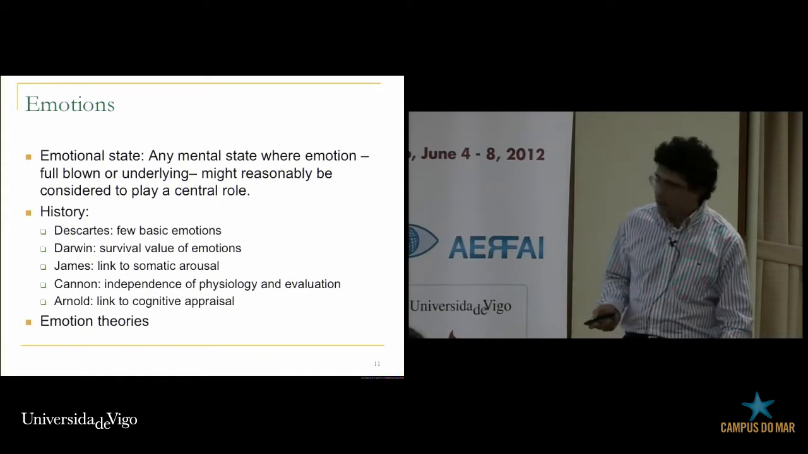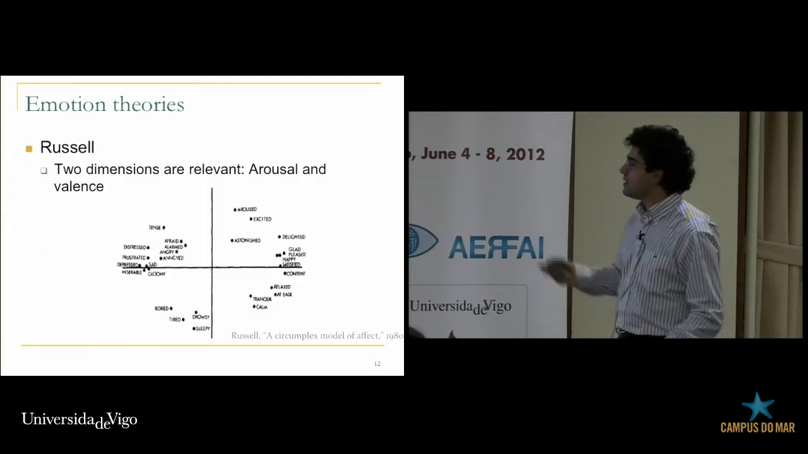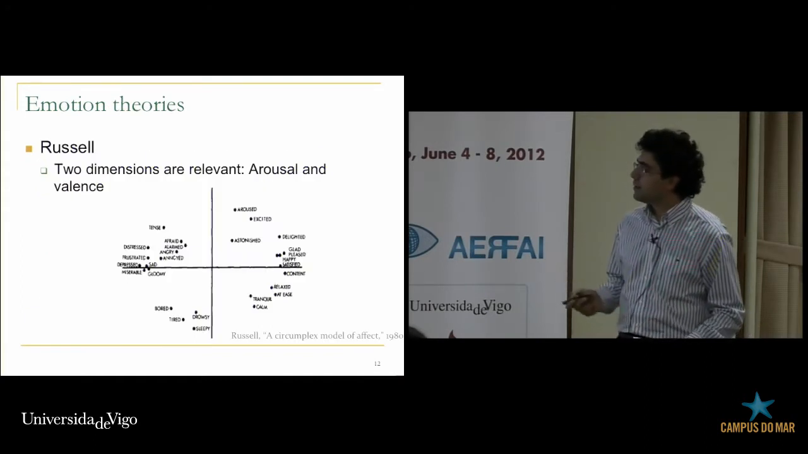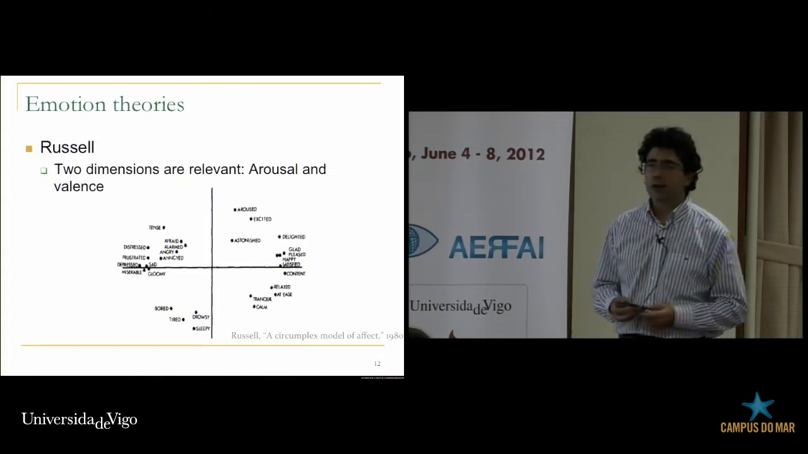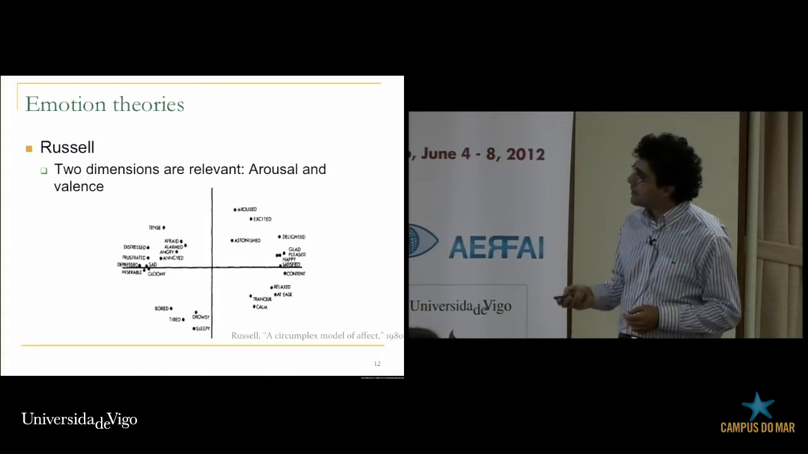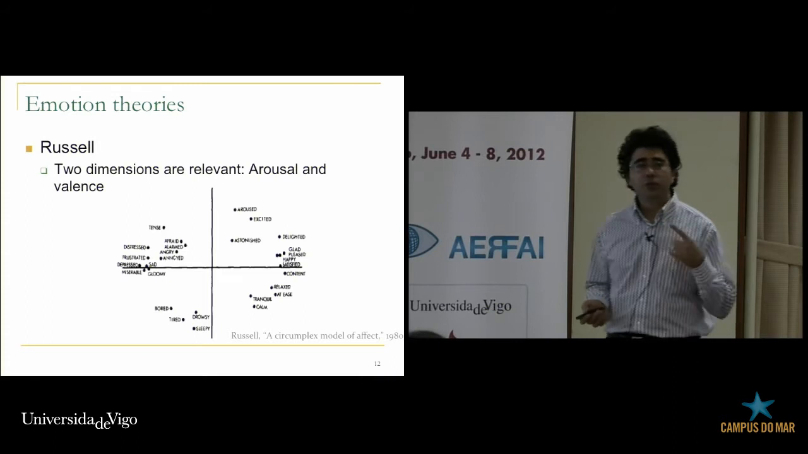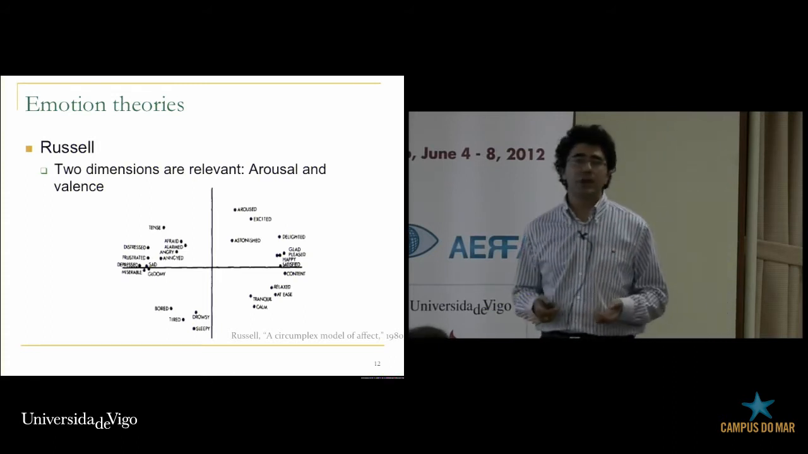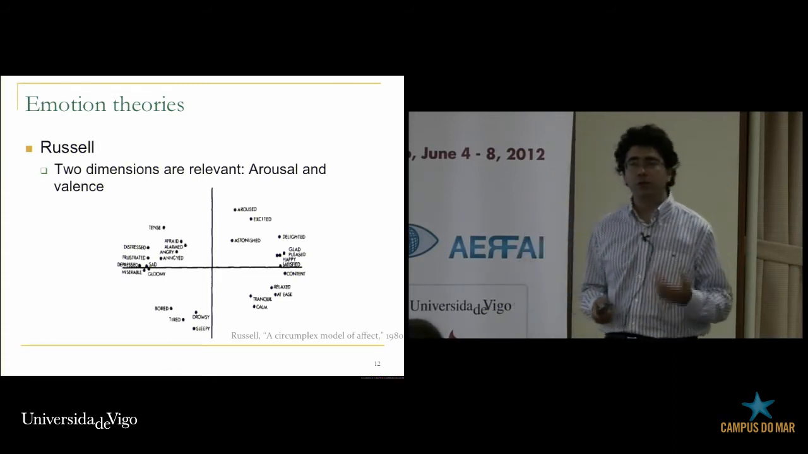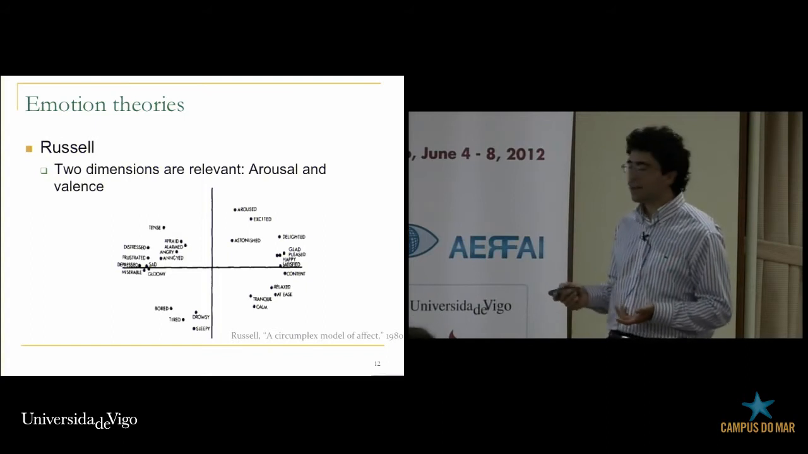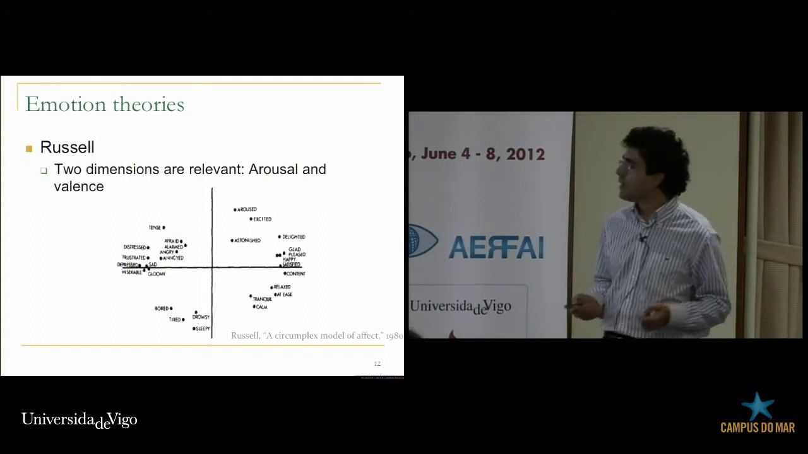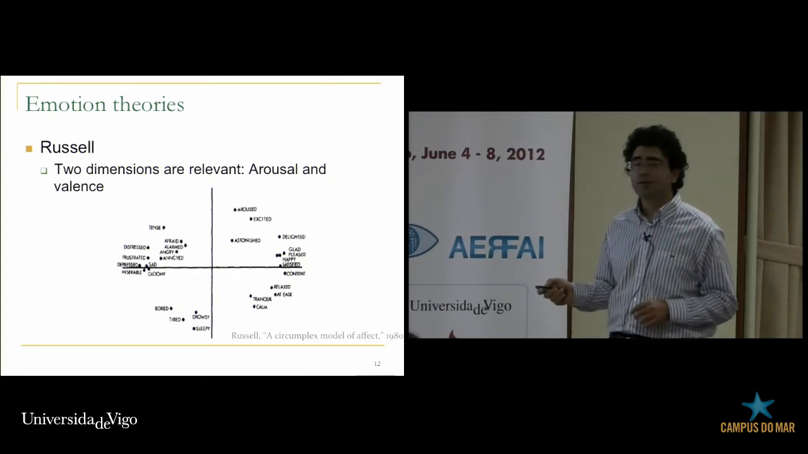There are a couple of emotion theories that have been very influential. One of them is the circumplex model by Russell, where he postulated that there are two dimensions that are very relevant for emotional expressions. One of them is valence, the other one is arousal. Valence basically tells you whether an emotion is positive or negative.